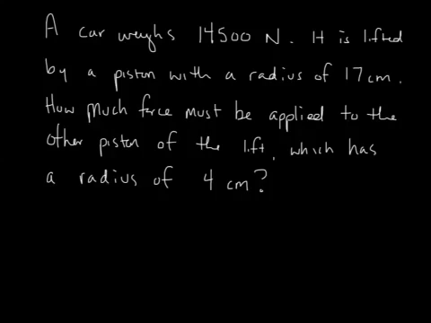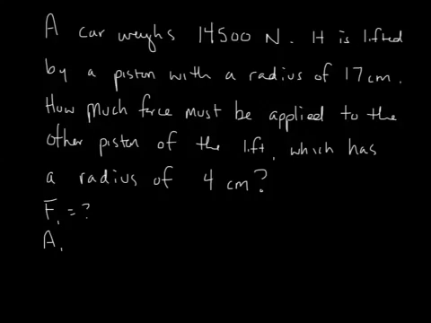For this problem we have a car that has a weight of 14,500 newtons. And we're lifting it with a hydraulic lift, and the piston that's lifting the car has a radius of 17 centimeters. And the side that we're pushing down on in order to lift the car has a radius of 4 centimeters. And we want to know how hard do we have to push down on the 4 centimeter side in order to lift the car, which is on the 17 centimeter side. So F1 then is what we're solving for.